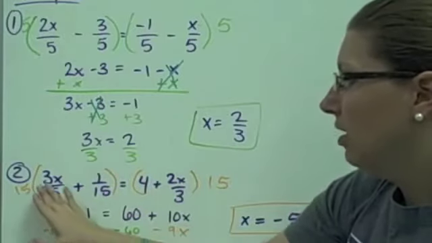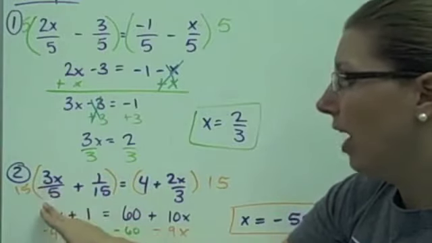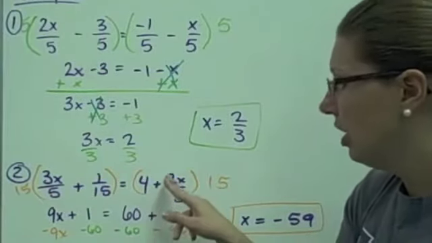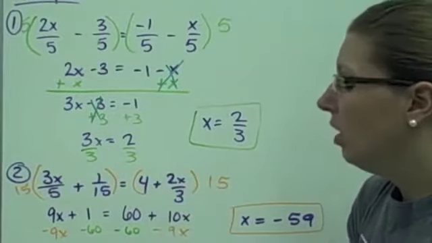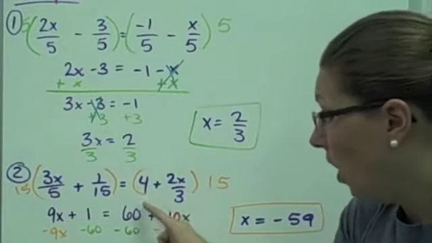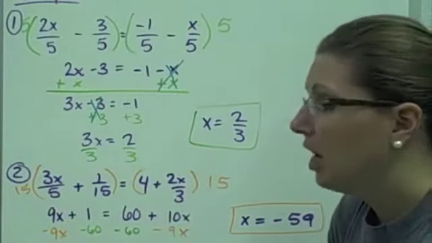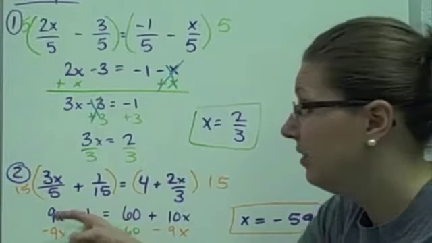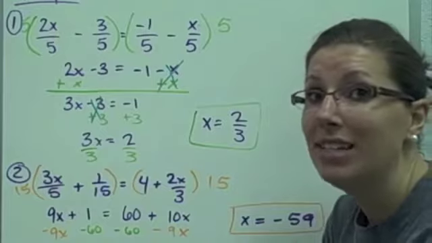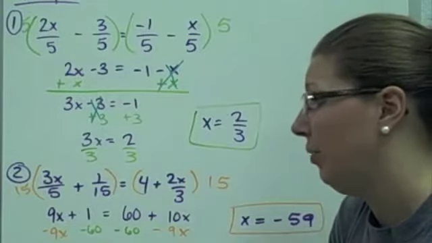Here we go. Number 2, 3x over 5 plus 1/15 equals 4 plus 2x over 3. And I look at my denominators. I have denominators of 5, 15, 1, and 3. The common denominator here is 15, so I'm actually going to multiply this entire problem by 15 to clear all the fractions out of the way.